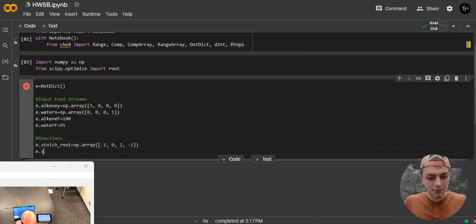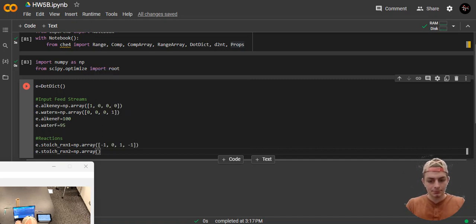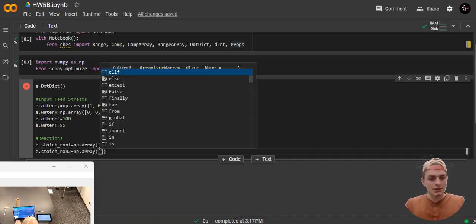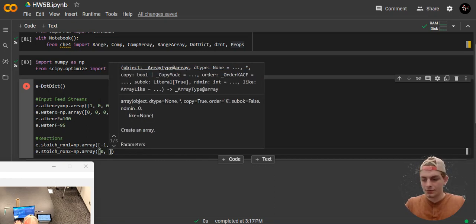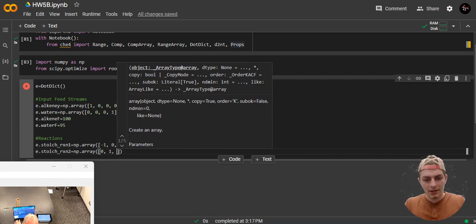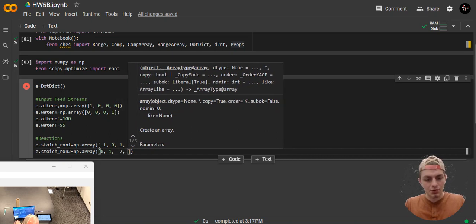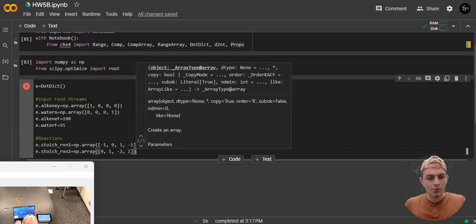Similarly, let's do this for reaction 2 here, stoich of reaction 2, and let's call that another array. And in this array, we're not going to have anything to do with the propylene. Next is ether. We're going to be producing 1 ether. We're going to be producing -2 alcohol and 1 water there.